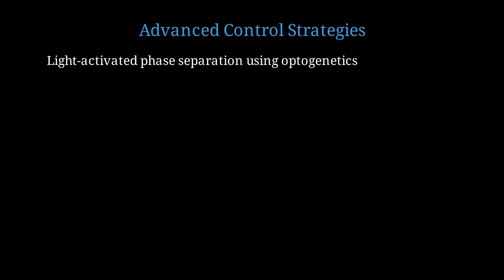Let's discuss advanced strategies for controlling condensate properties and behavior. We can use optogenetic tools to trigger phase separation with light, enabling precise spatio-temporal control. Chemical inducers like small molecules can trigger reversible assembly and disassembly of condensates.